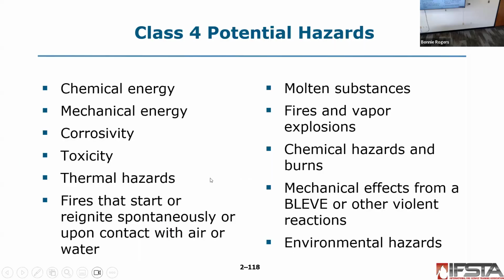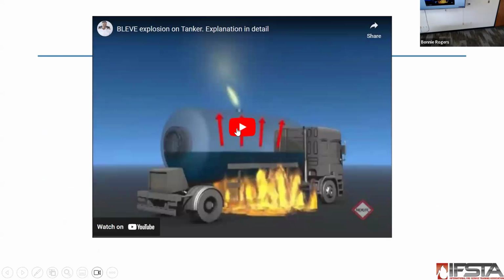All right, so some of our potential hazards for that: the chemical energy, the mechanical, could be corrosive, could be toxic. You have thermal hazards: fires, molten substances, explosions, chemical hazards and burns. You might have the mechanical effects from a BLEVE. You guys know what a BLEVE is? Boiling liquid, expanding vapor explosion. Yep, exactly. So I'm going to show you a couple of videos that show how that happens.